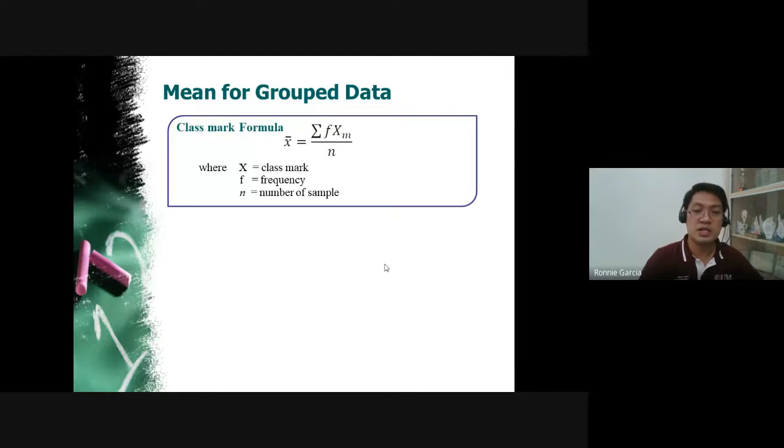The formula is just equal to summation of the numerator, summation of f times x sub m, where your f stands for the frequency, katong gi-mention ko ganina, katong second column, times x sub m. Kani x sub m, kailangan nimo siya i-solve because this is the class mark. Ang summation, i-multiply mo tanan sila, tapos i-add. That is why summation of f times x sub m. I-divide nimo ang result by n, which is the number of sample.